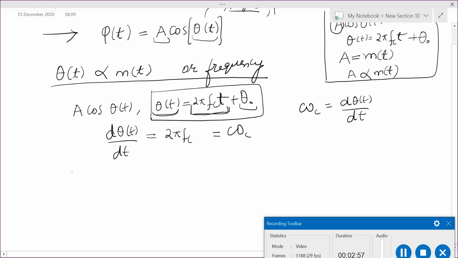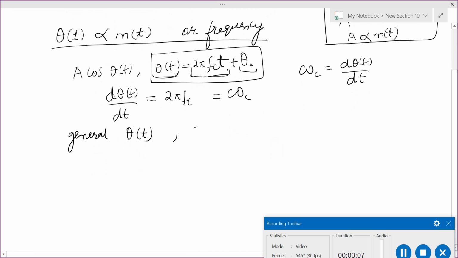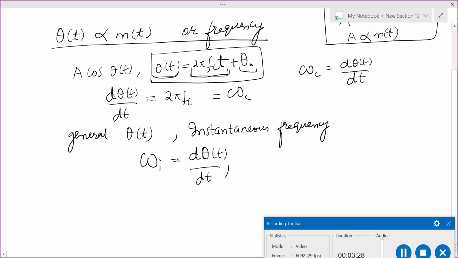See here, this theta of t varies linearly with time. In general, if theta of t has arbitrary dependence on time, a general angle, how do we get something called instantaneous frequency? The frequency will change with time, but we can define instantaneous frequency in the same way as we define instantaneous velocity in physics. So that will be defined as omega i, instantaneous angular frequency, is equal to derivative of the angle with respect to time. And if you want to get fi, that will be omega i by 2 pi, right? Yeah, 1 over 2 pi d theta upon dt. We can write that. So this omega i will be function of time, right?